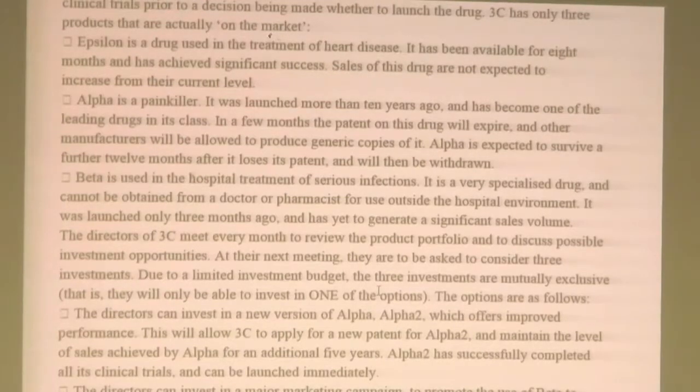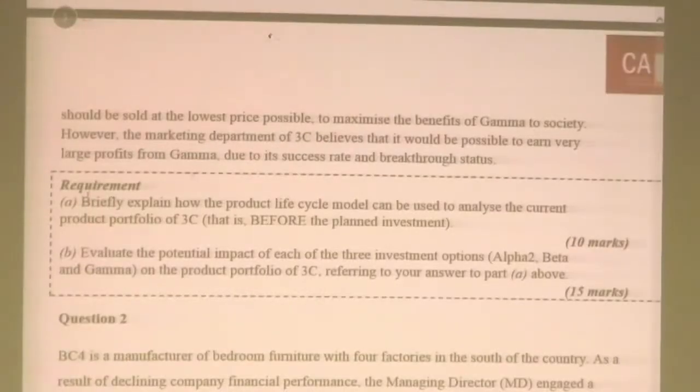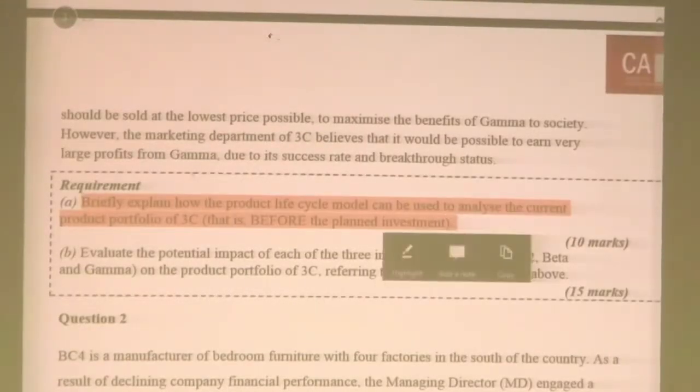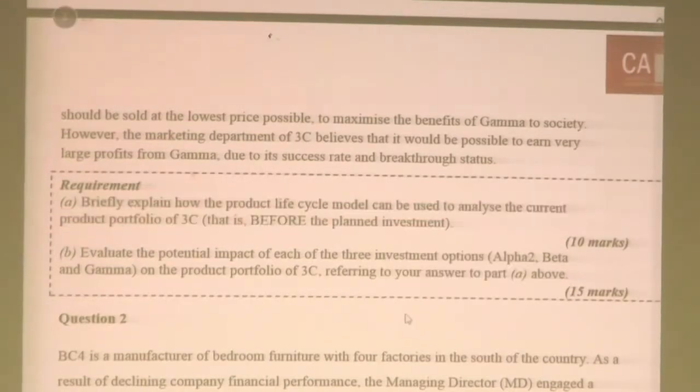Yes. So guys, for our first question, let me highlight that part. Briefly explain how the product lifecycle model can be used to analyze the current product portfolio of 3C. That is before the planned investment. So actually speaking, you will have to write an answer with what I just discussed.